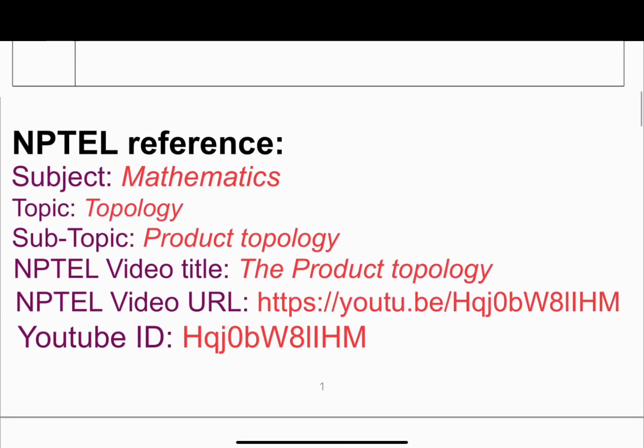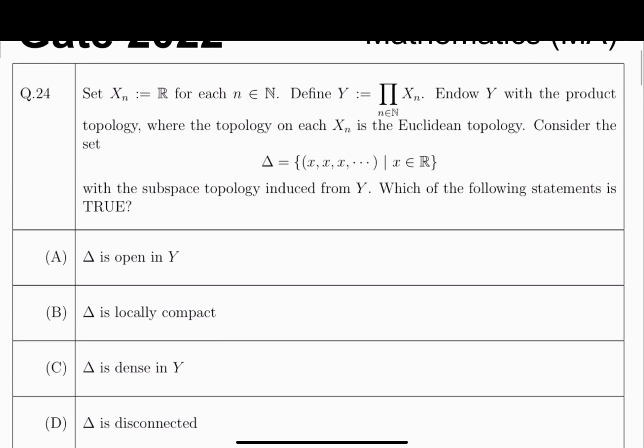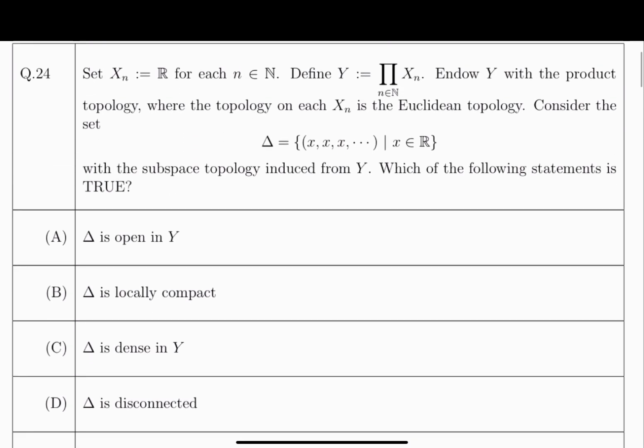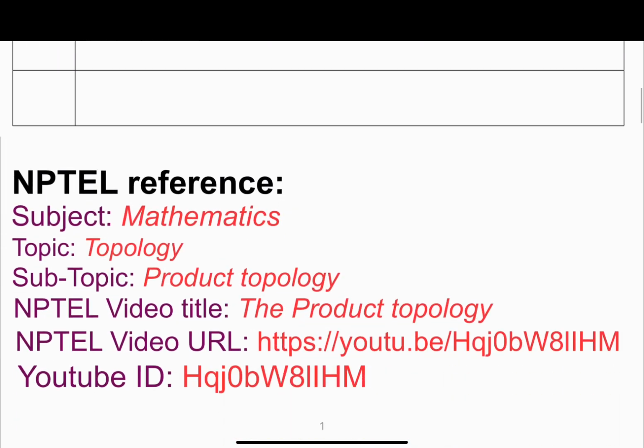For this question, this is the NPTEL reference, which you can look into. Okay, so let's try to solve this one. First option, Delta is open in Y. This is option A, and we'll show that this is not true.